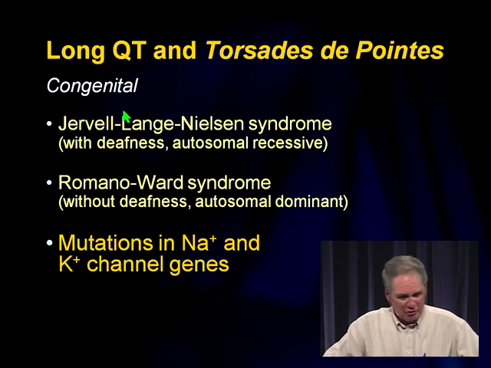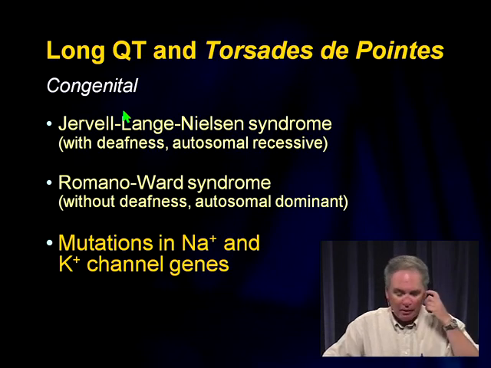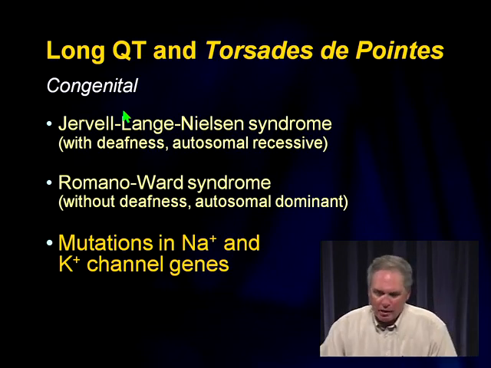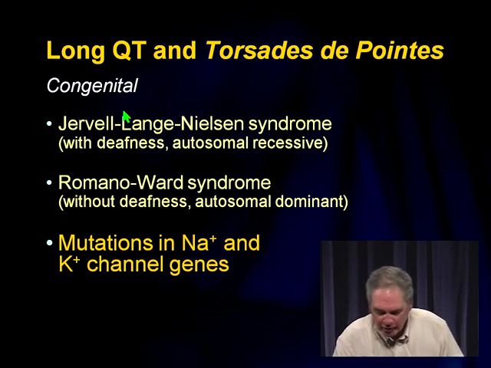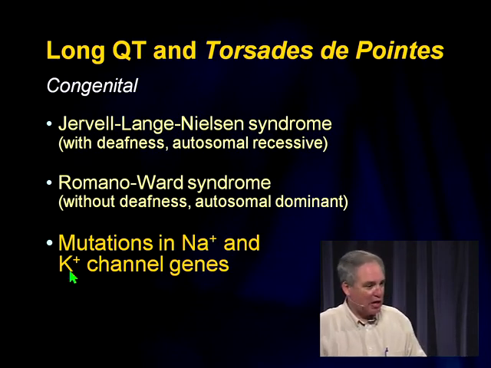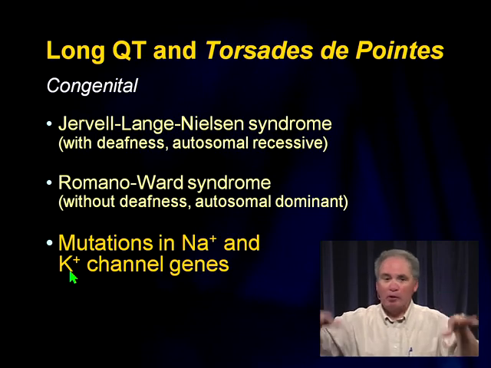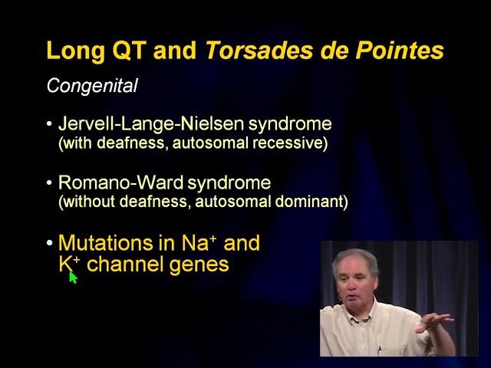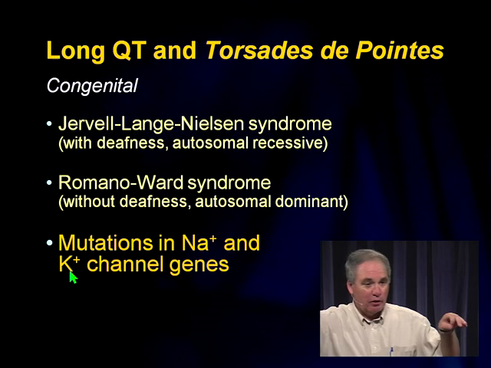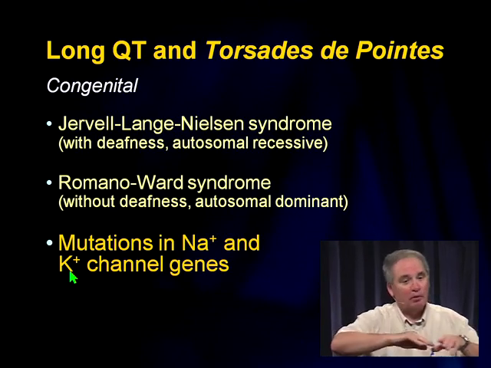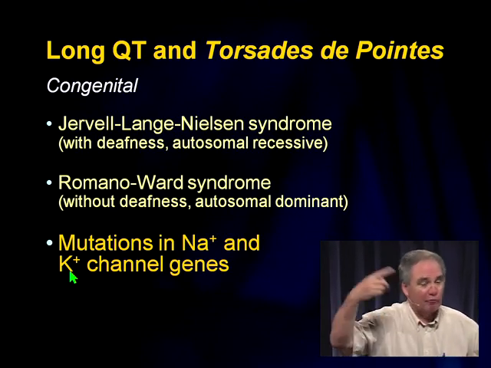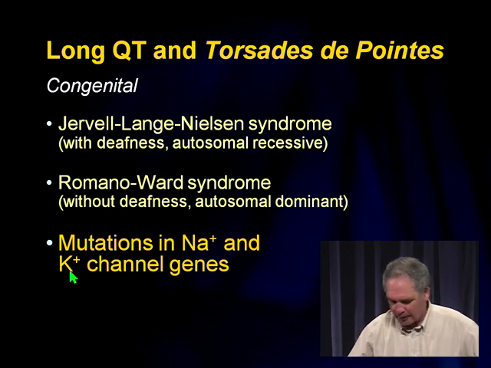We used to talk about syndromes, Jervell-Lange-Nielsen, very rare, autosomal recessive with deafness. But what's out there big time is Romano-Ward syndrome, autosomal dominant, no deafness. We now know that long QT syndrome is caused by mutations in sodium and potassium ion channel genes, causing abnormal repolarization of the heart, causing prolonged repolarization of the QRS complex. Whenever you get prolonged repolarization, you are at risk for torsades. So that's what's going on here.